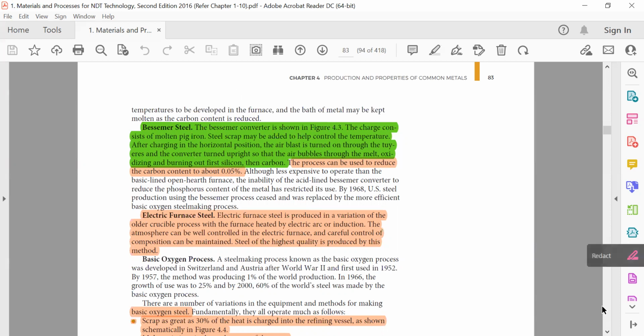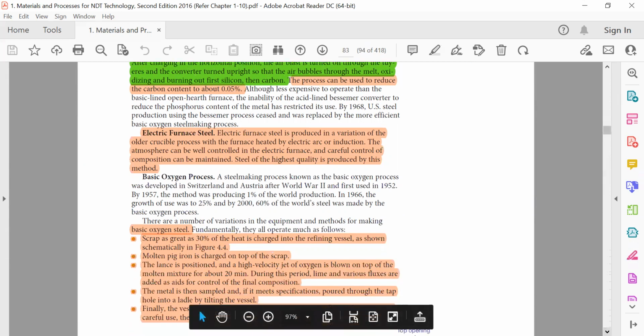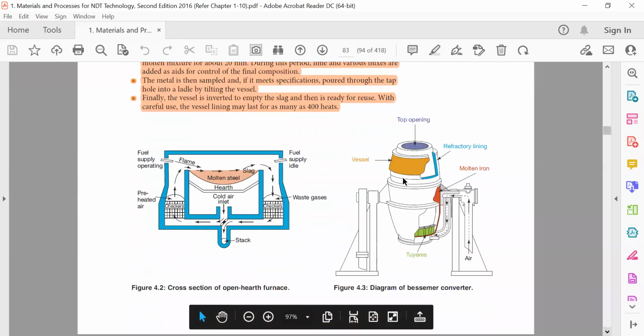So let us see figure 4.3. This one. This is a cross section of an open hearth furnace. This is a Bessemer converter.